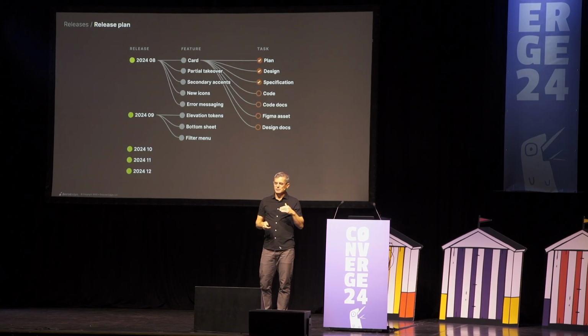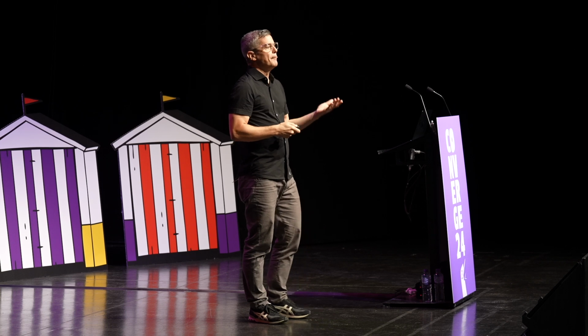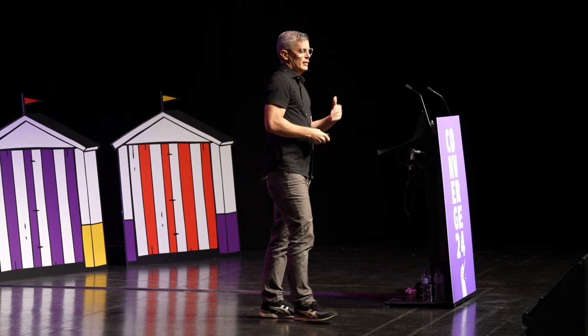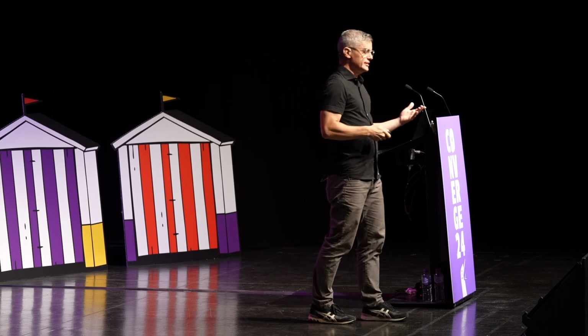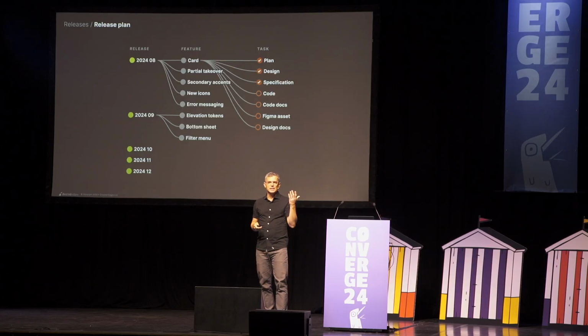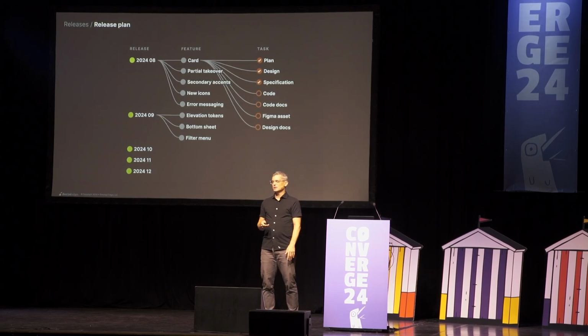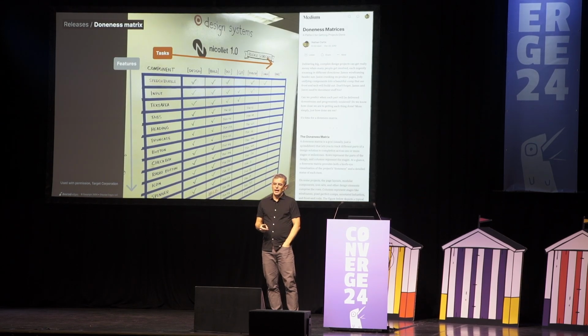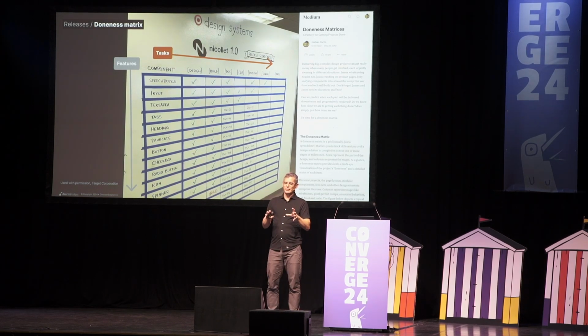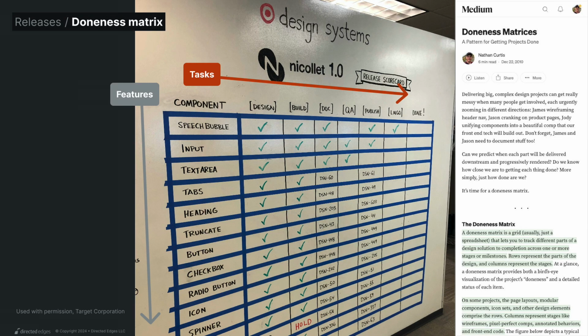And so in this case, maybe you're doing monthly releases and you might have a card, a partial takeover, secondary accent colors, new icons, and error messaging that's going to go out in August. And then in September, we're going to have 3 more features. And then in October and November, we have a little looser sense of what's going to go in there. But we have at least this plan for releases over time. And this kind of structure gives us a good way to think about the tasks that need to be done and the features we're going to release. And showing it in this doneness matrix format is something that's very clear.